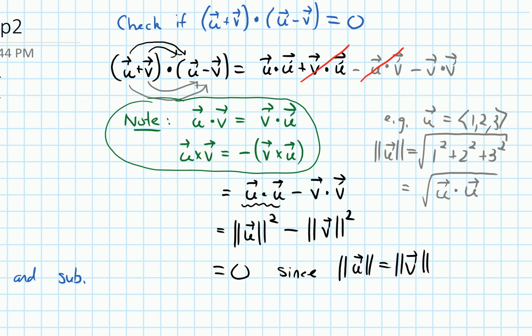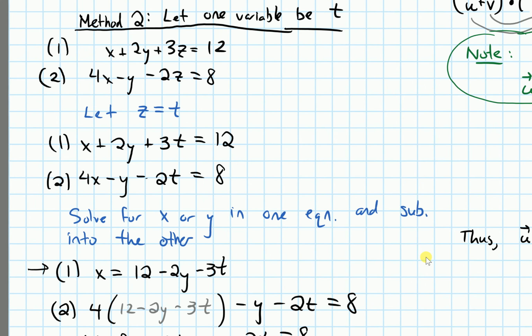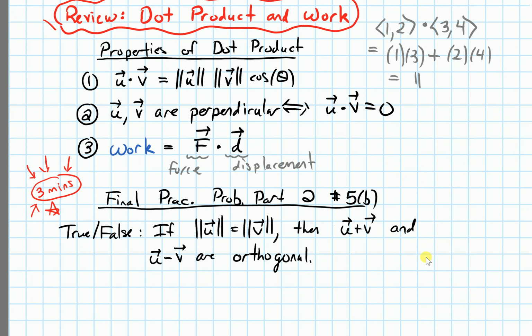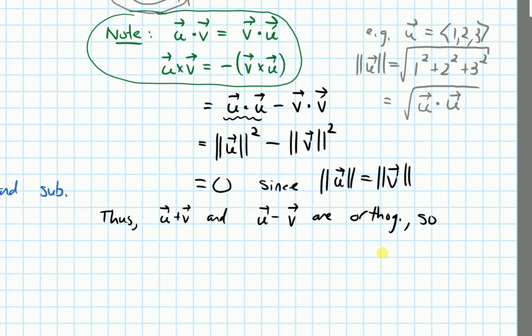Okay, so my dot product is 0, so thus our vectors u plus v and u minus v are orthogonal. So as a result, was the problem saying that they should be orthogonal or should not be orthogonal? Let's go down and just check. So let's see, it was saying, oh yeah, they should be orthogonal, and that's what we got. We got that they will be orthogonal, which means this is true.